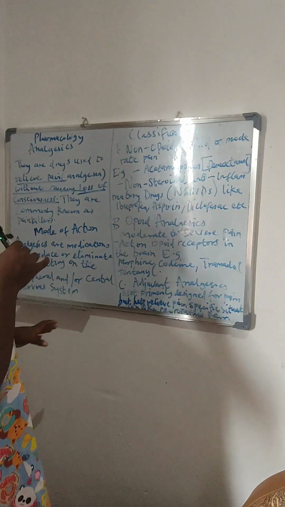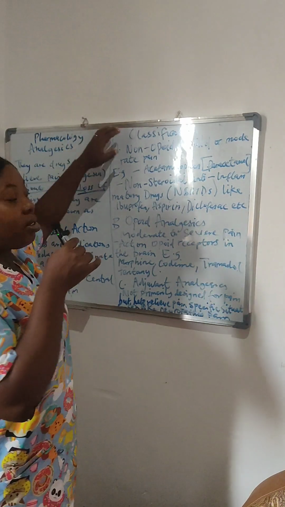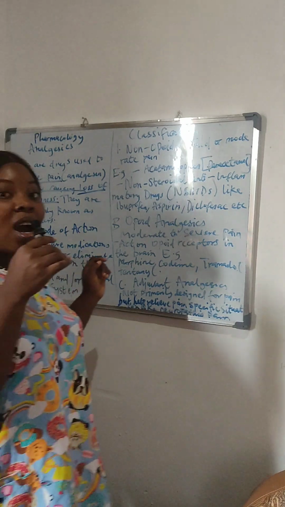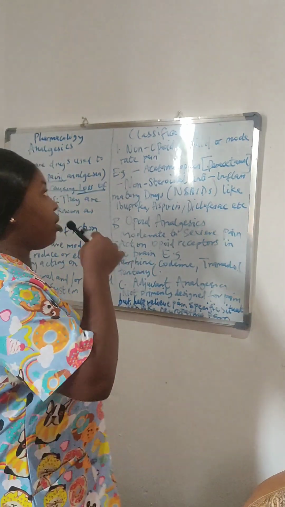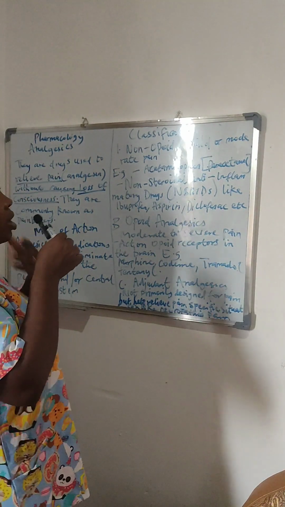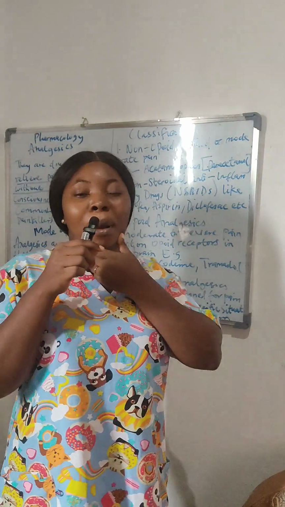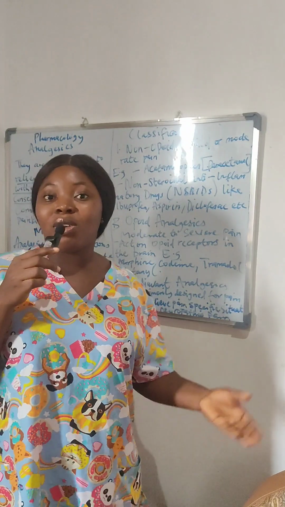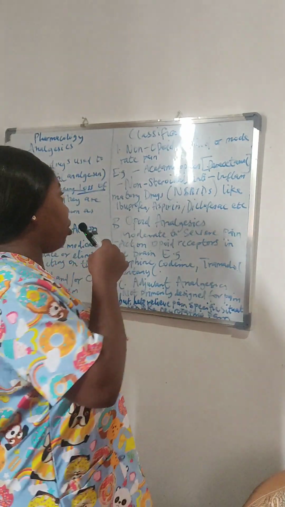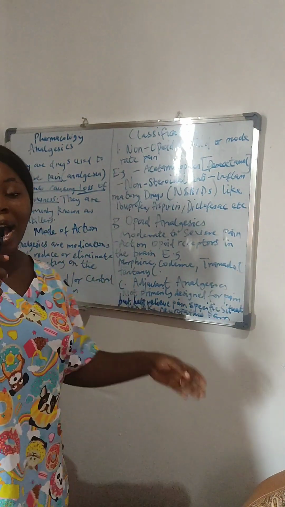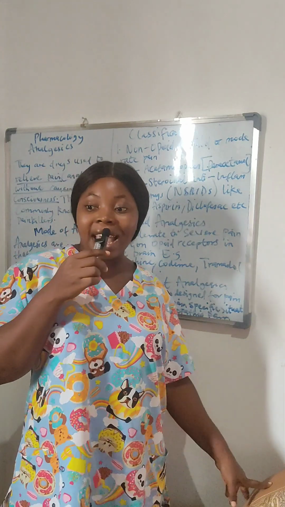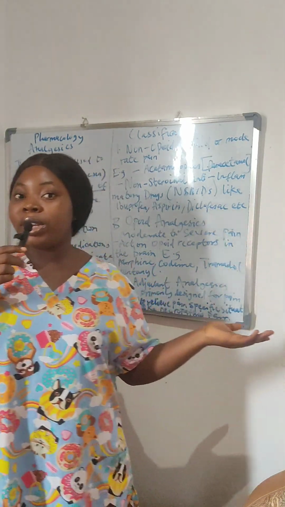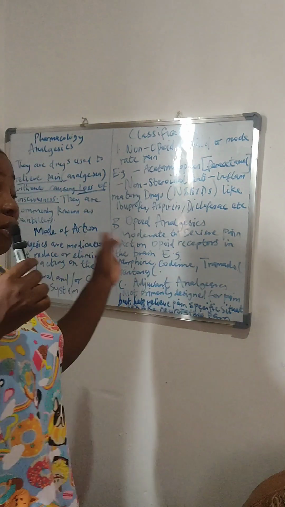So we have types of analgesics. We have non-opioid, we have opioid, and we have adjuvant analgesics. In the non-opioid, it is used to relieve mild or moderate pain. So we have acetaminophen, also known as paracetamol, and we have non-steroidal anti-inflammatory drugs known as NSAIDs. This is where we have ibuprofen, aspirin, diclofenac, and so on.